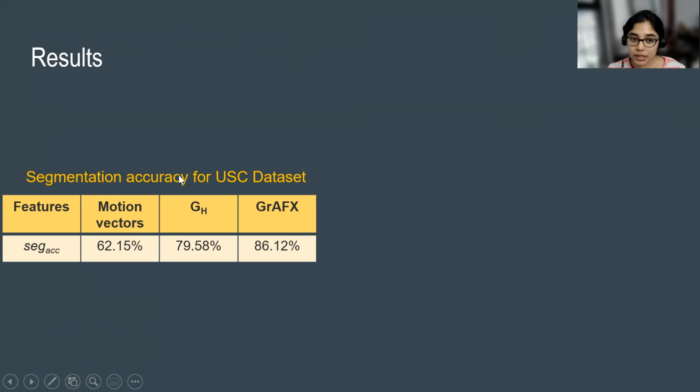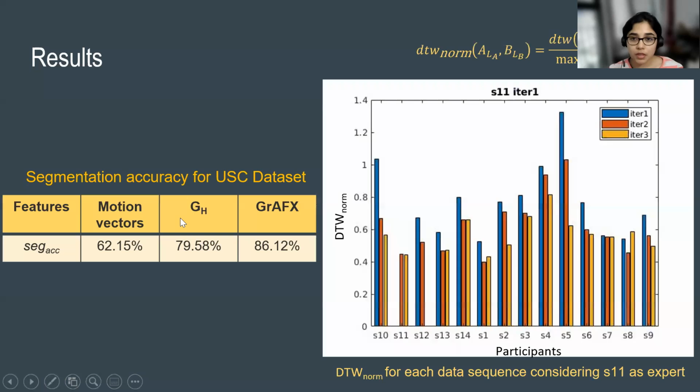Here I'm representing the segmentation accuracy in this table, and the features I'm comparing against are motion vectors. If I use the raw motion vectors extracted from software like OpenPose or Kinect and use them directly as features. I'm also comparing with a spatial graph, which was used in our ICAS 2019 paper, and obviously our GraphX method. As you can see, GraphX is outperforming all these other features.